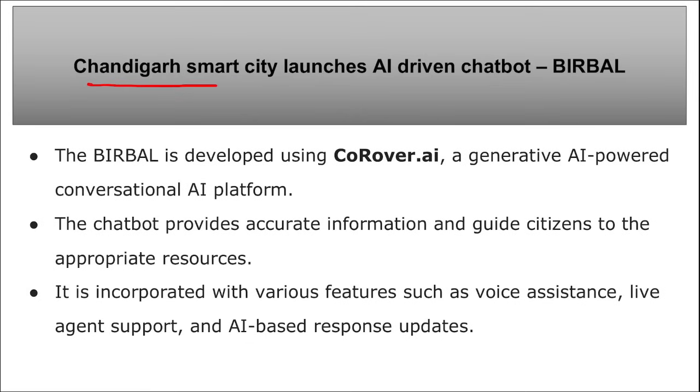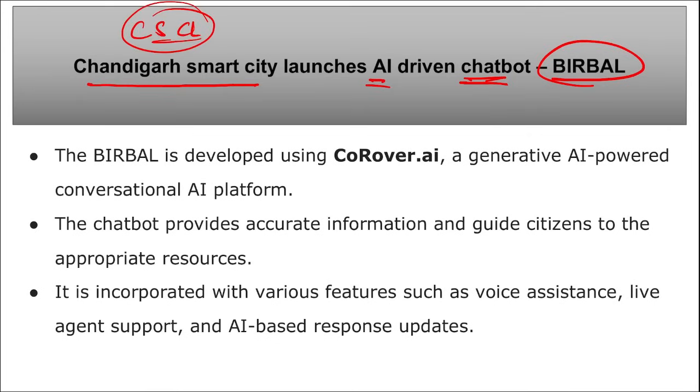Recently, Chandigarh Smart City has launched an AI-driven chatbot, that is Birbal. I repeat, recently, Chandigarh Smart City Limited, that is CSCL, has launched an AI-driven chatbot by the name Birbal, and this is to provide a one-stop platform for citizens to access information and services.